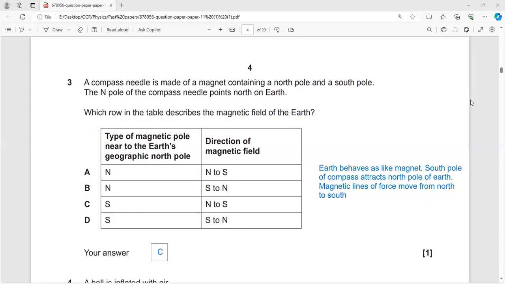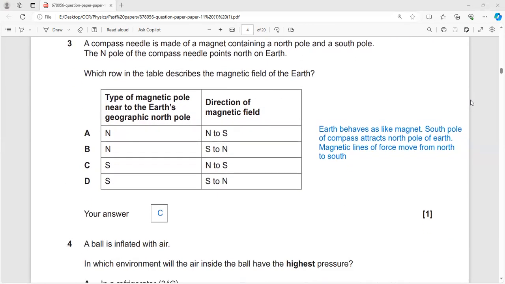Now, question number 3. A compass needle is made up of a magnet containing a North Pole and a South Pole. The North Pole of a compass needle points north on the Earth. So which row in the table describes the magnetic field of the Earth? Our Earth is behaving like a magnet. So our Earth has one North Pole and one South Pole. And the magnetic field lines originate from the North Pole and enter into the South Pole. So it means the direction of the field lines is north to south.